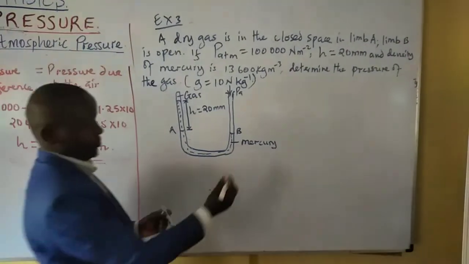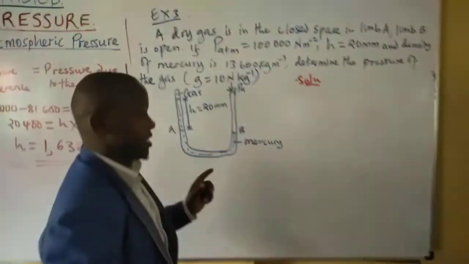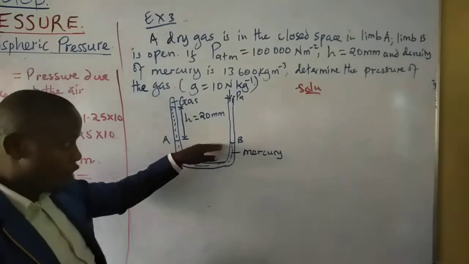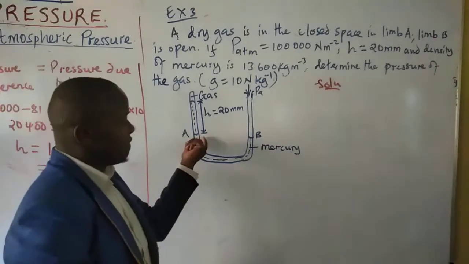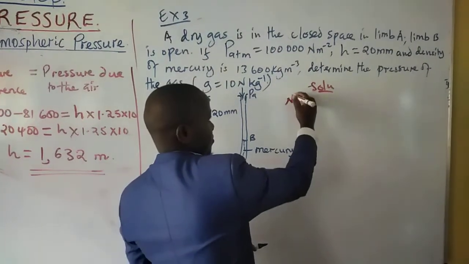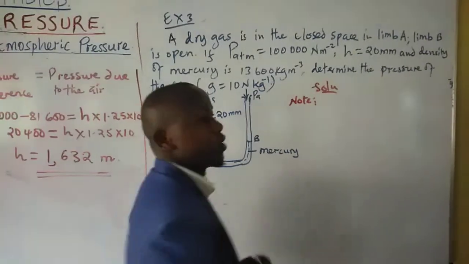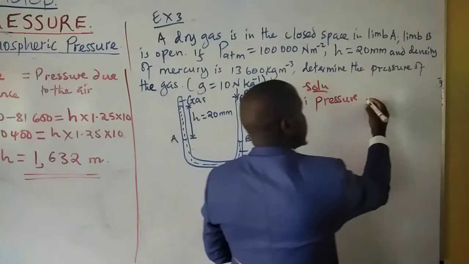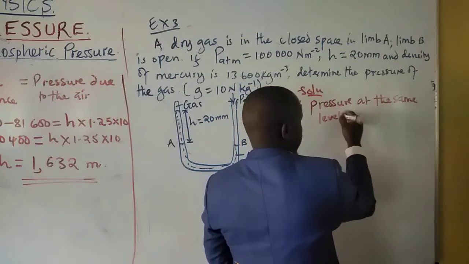Solution. We can see that points A and B are at the same horizontal distance or height, and because they are at the same level, then we can say that, as we mentioned when we were starting the topic of pressure, we said that pressure at the same level is equal.